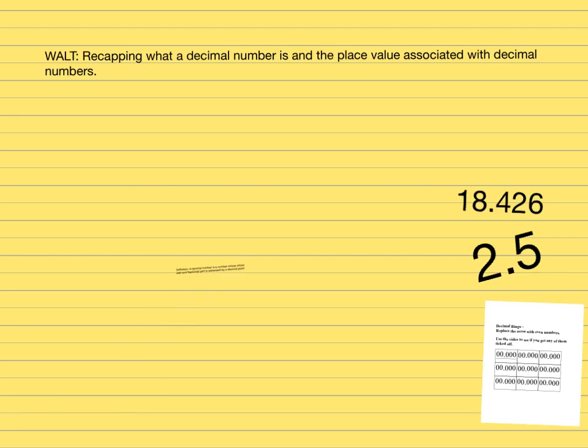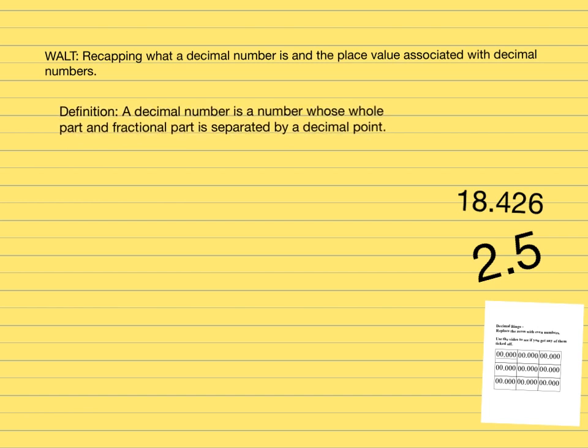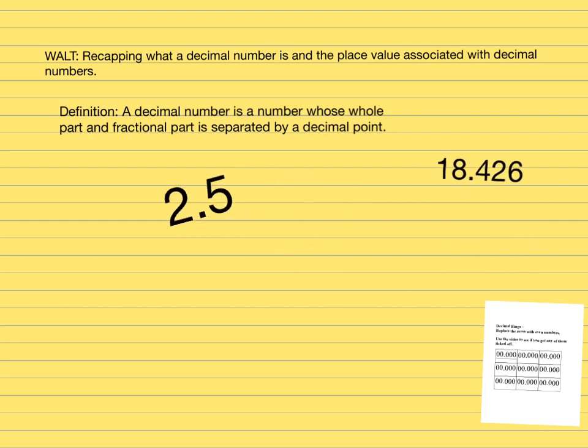So let's have a look at this definition. A decimal number is a number whose whole part and fractional part is separated by a decimal point. Now that looks like a lot of different words to write down, but I'd like you to write it because I'll explain what it means. So let's have a look at, for example, 2.5. All right, a decimal number, as it says, is a number whose whole part and fractional part is separated by a decimal point. So we know that this is the decimal point, and in this number here, the whole part is 2.